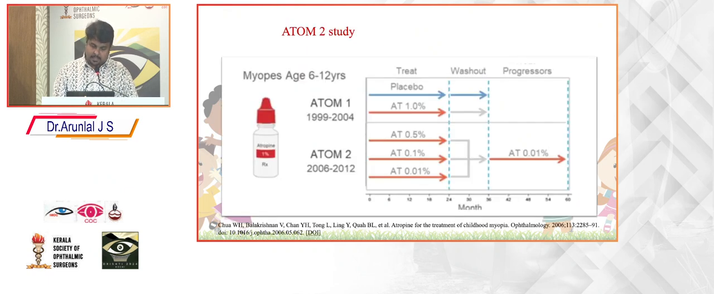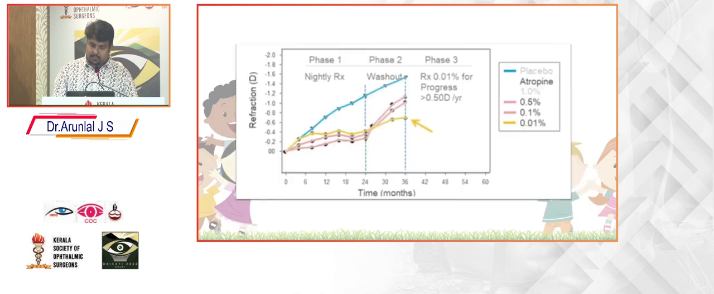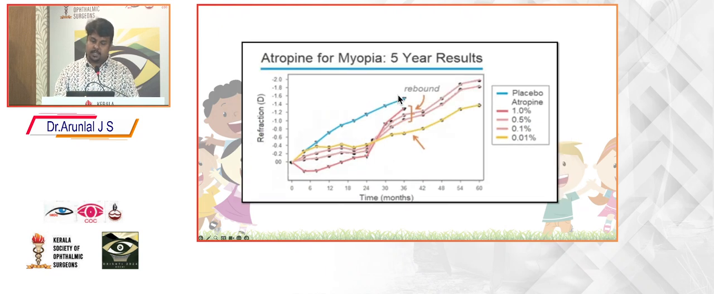Then came the ATOM-2 study. In 2006 to 2012, they compared 0.5%, 0.1%, and 0.01% of atropine. At the end of 2 years, what they found was all of the three drugs had a similar effect. After the 2 years, they stopped the drug and followed up for 1 more year. But at the end of the 3 years, after the washout period, they found the 0.01% group was not progressing much without any rebound, but the other groups had a significant rebound effect. When followed up for 5 years also, this was the same result.